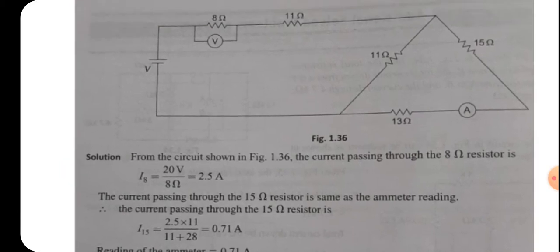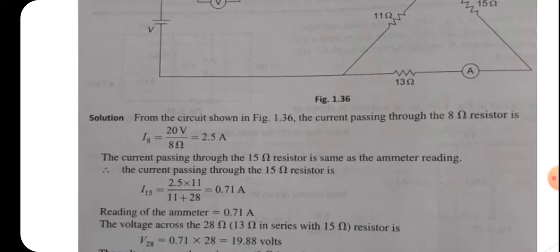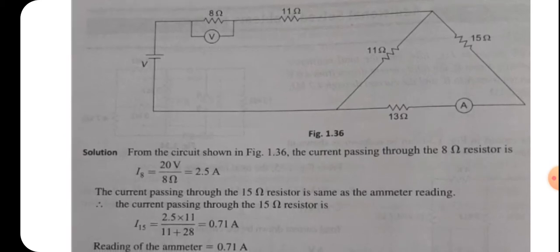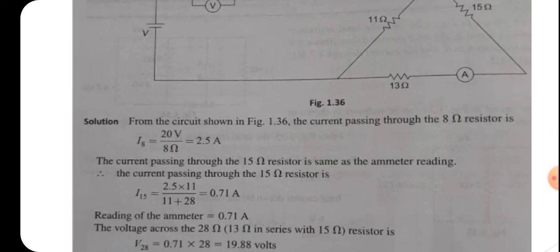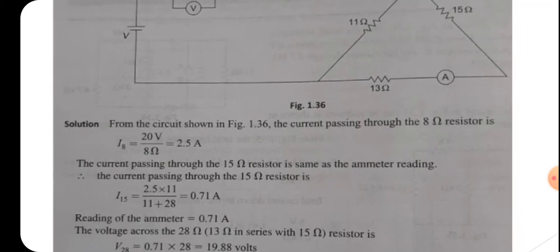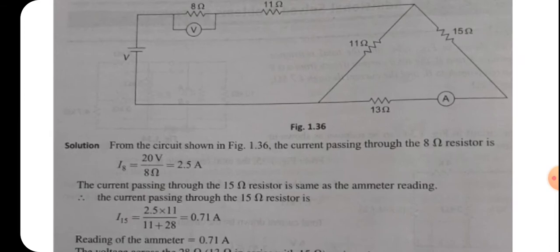So what is EMF? You know that it is a circuit which contains a parallel path and other components connected in series. So the EMF of the battery, V, will be equal to the voltage drop across the 8 ohm resistor and 11 ohm resistor plus the voltage drop across the 15 ohm resistor and 13 ohm resistor. We know that the 13 ohm and 15 ohm resistors are connected in series, so it gives a total resistance of 28 ohm.